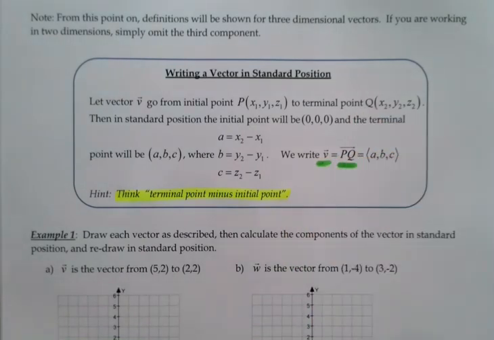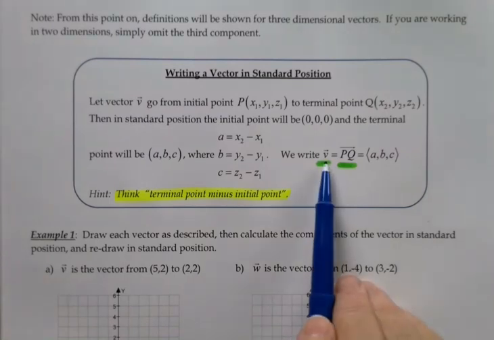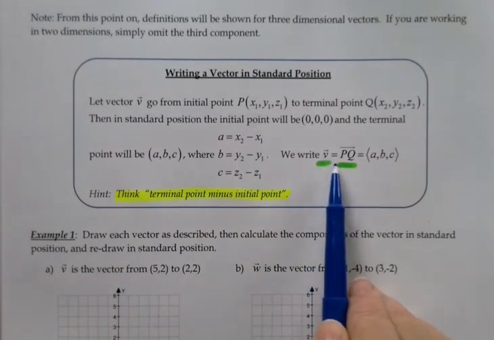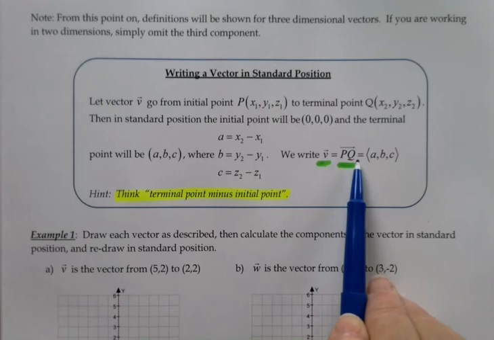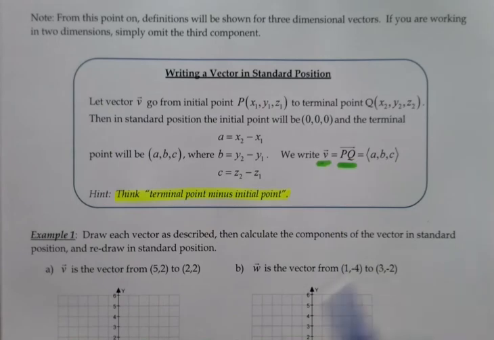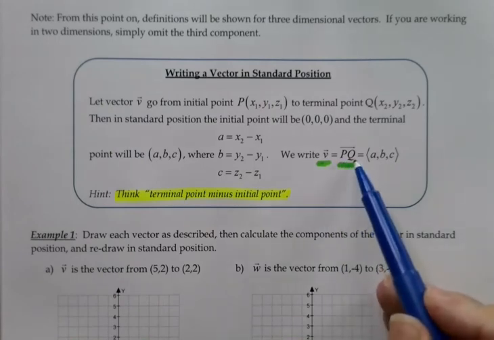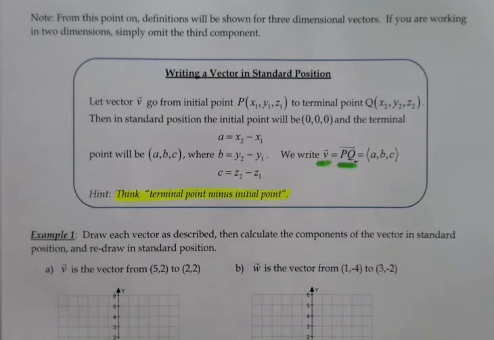Here's a couple of different vector notations. I can give a vector a name and just call it v. Or if I want to tell you what its initial and terminal point were, I can call it the vector from P to Q, or the vector PQ. Both perfectly acceptable notations. One other quick note about notation. I'm putting these little arrows over my vectors to indicate that they are vectors.